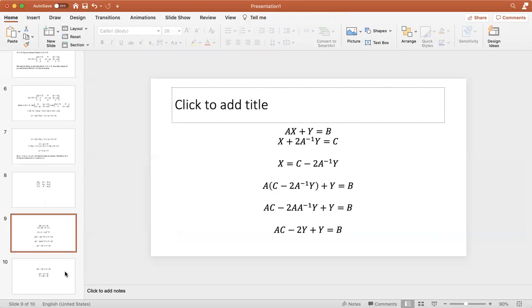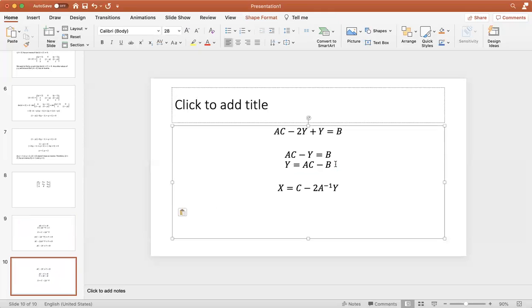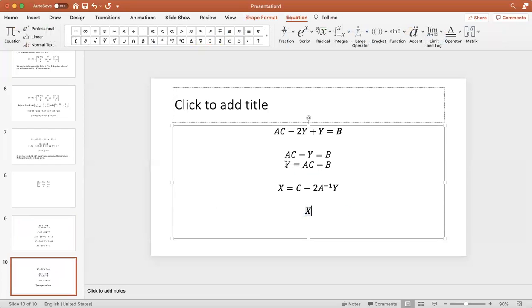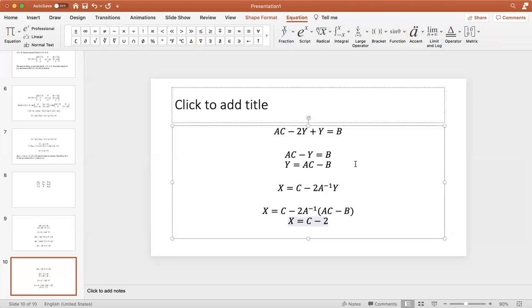So what's the expression for X? That's X equals C minus 2A inverse Y. Okay. So I'm just going to plug in Y. And therefore, you have X equals C minus 2A inverse times AC minus B. Okay. And distributing terms, you'll have X equals C minus 2A inverse AC minus B. Okay. A inverse A cancels out, right? Becomes an identity matrix. And therefore, X is equal to C minus 2C minus B, or negative C minus B.